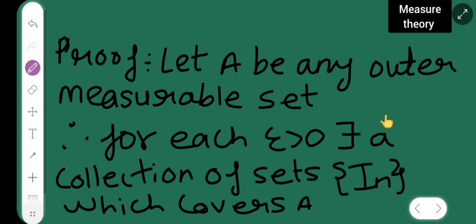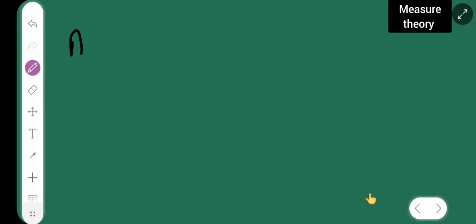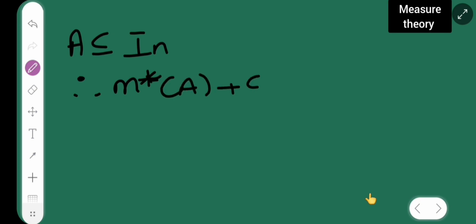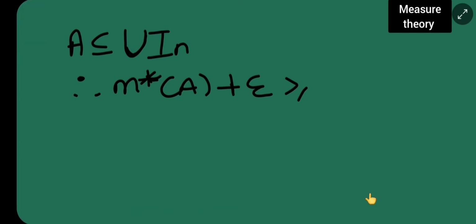Okay, next, A is a subset of the union of all intervals I_n, therefore the outer measure of A plus epsilon is greater than or equal to the summation of the length of I_n. Now take this as 1.